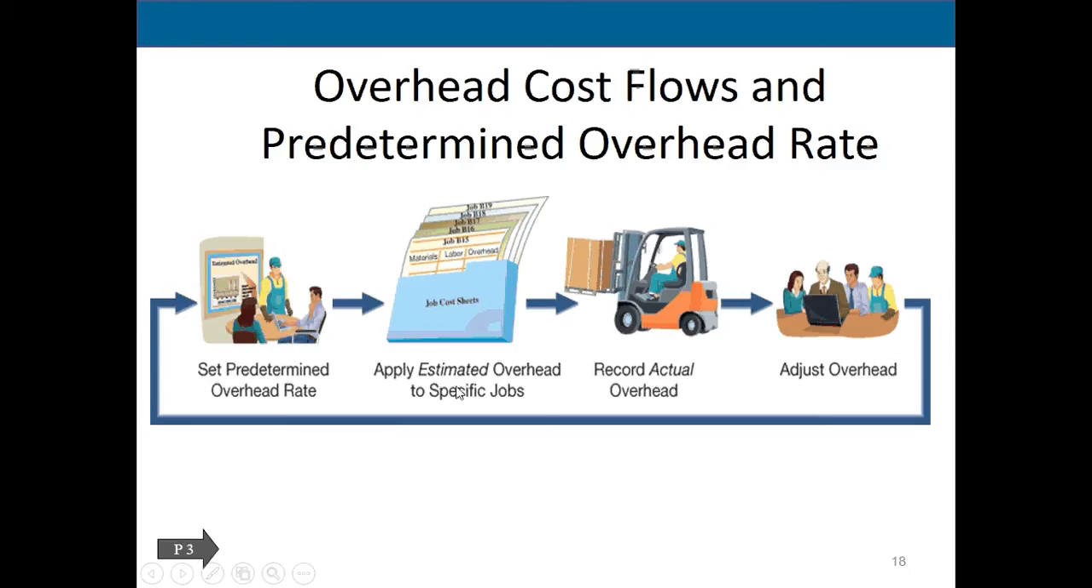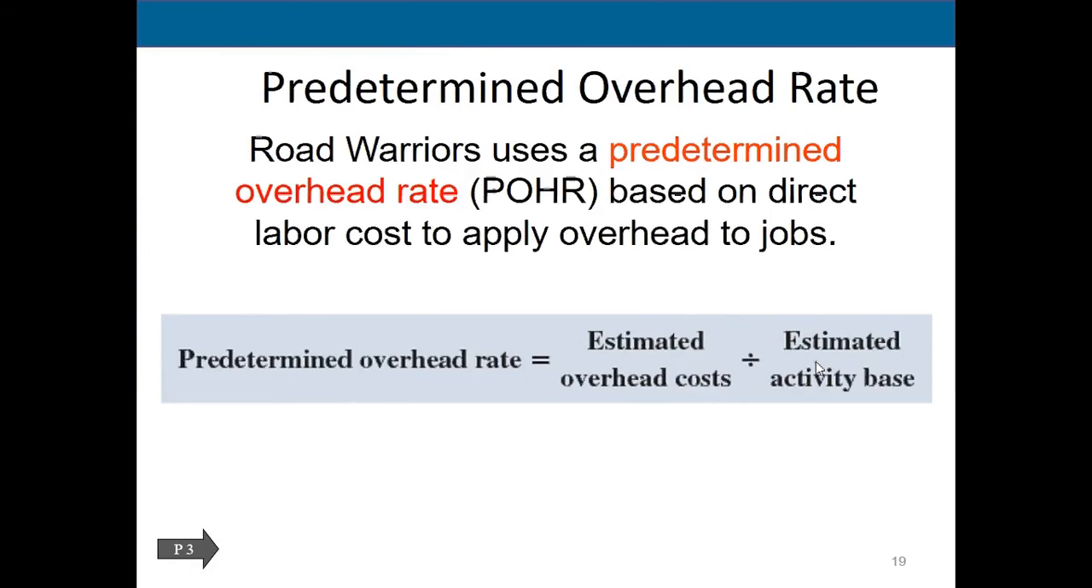So we set the rate, we apply it, all the while we're recording actual. At some point we adjust overhead and we go back and do another predetermined overhead rate. Quite often this happens at the end of the accounting cycle. It doesn't happen on a monthly or weekly basis, but it could. It just depends on how management wants to deal with it.